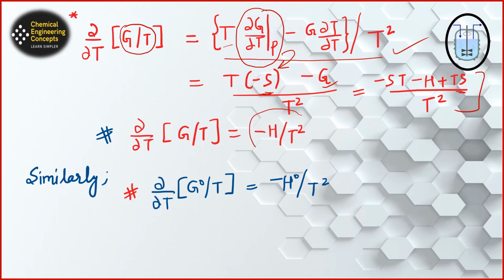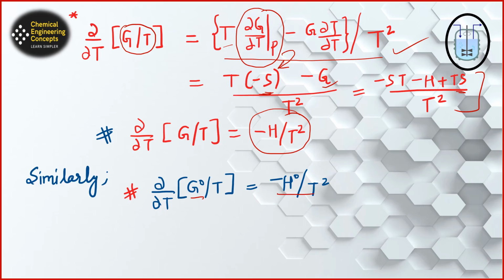और ये हमारे पास फाइनल फॉर्म गाइस क्या आ जाती है इस डिफरेंशिएशन के, G by T के डिफरेंशिएशन की, it will come out to be minus H by T square. Similarly you can do for the standard state also, that is G naught, right? It will come out minus H naught upon T square. I hope you are following me on this.